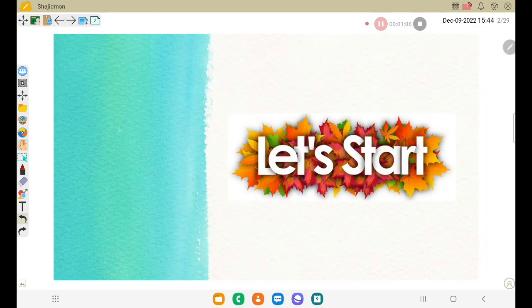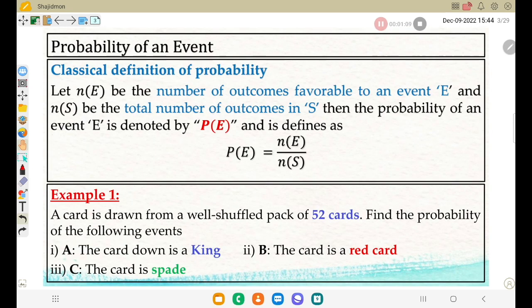So let's start the ideas. First I will tell you the questions. What are the important ideas we discussed in this section already? Just in brief we are telling the ideas whatever we discussed here.